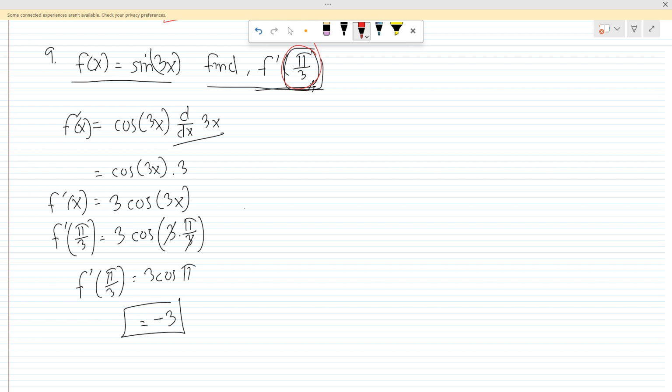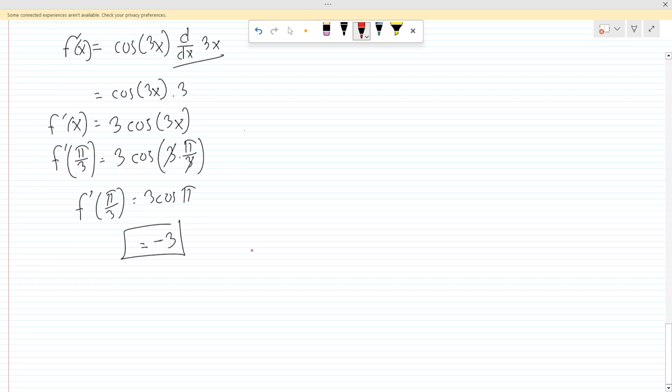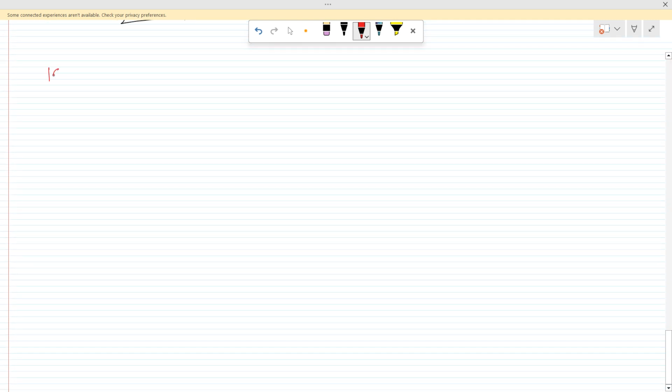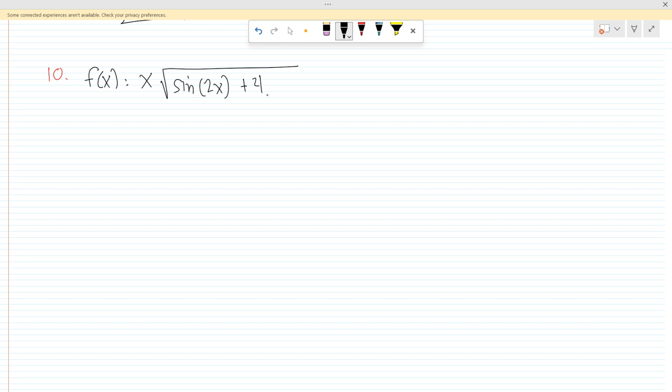Okay, so let us proceed with our last problem for our sine function. Okay, number 10. So we have here f of x is simply x square root of our sine 2x, then plus 4. So I want you to find f prime of 0. So basically guys, at the end of the solution, you are going to substitute the value of 0 po.